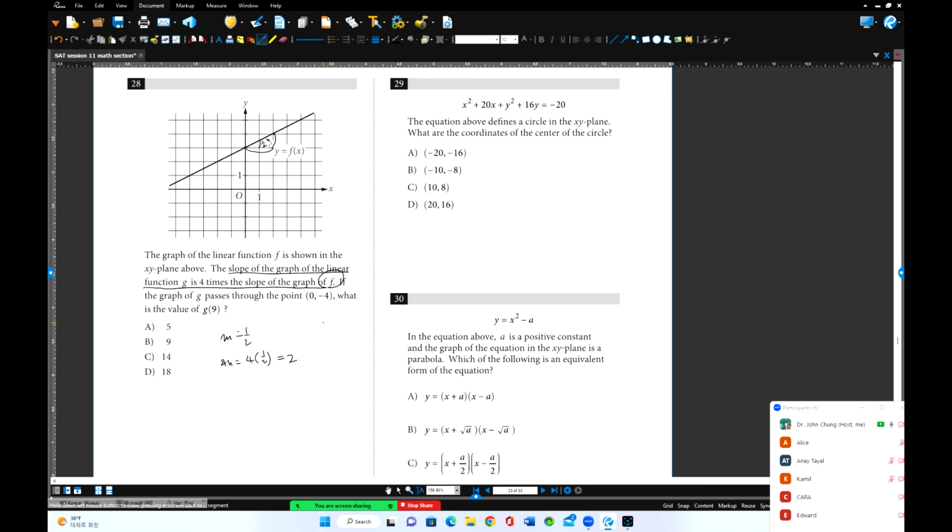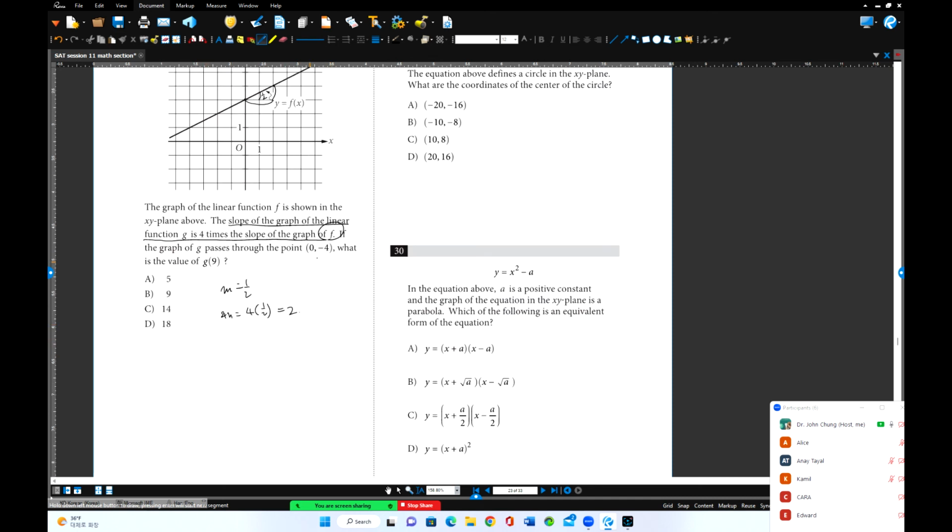Alright. So the equation of G, what is it? A point over here. Use the slope-intercept form. y minus y1, what is it? y plus 4 equals slope times x minus 0. That's the equation of G. But for G of 9, put this number in for x. So y plus 4 equals the slope times 9, which is 18. 18 minus 4 equals 14. Okay, 14 is the answer.